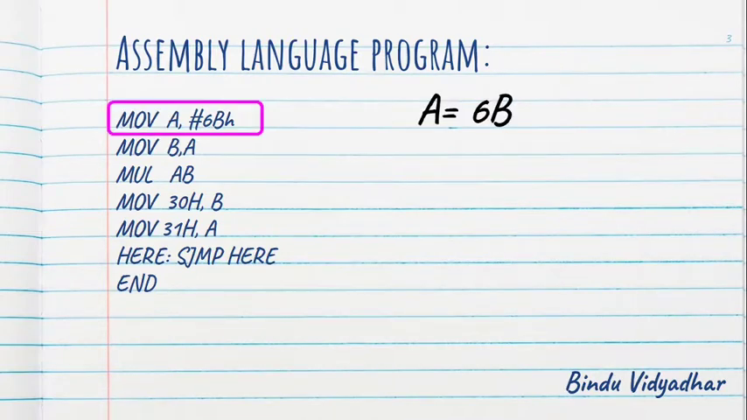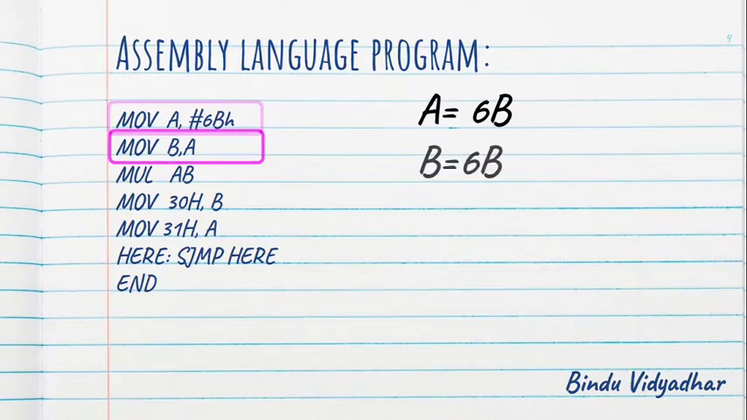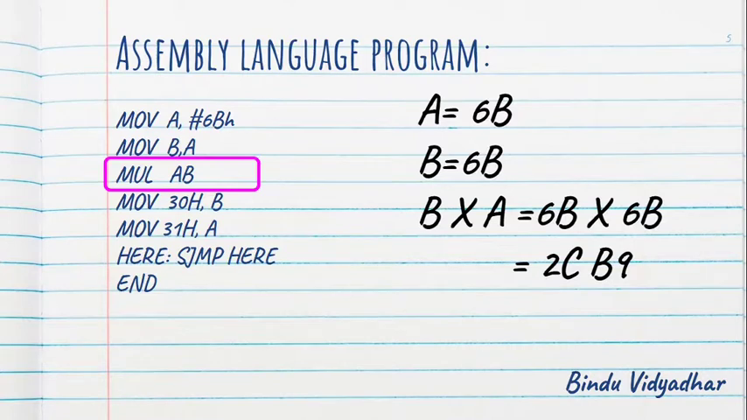Load 6Bh to the accumulator. Load 6Bh to the register B. Multiply A and B, which gives the square of 6B, which is 2CB9.